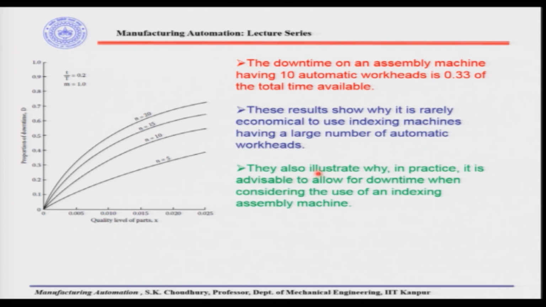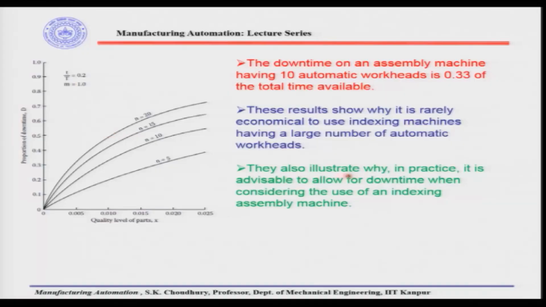So, these results show why it is rarely economical to use indexing machines having a large number of automatic workheads, because the larger the number of workheads, the more the downtime. For example, suppose you take 0.01 as x. This is the quality level of parts. So, at x of 0.01, this is the proportion of downtime for number of machines 5, whereas it is much more in case it is 10, even more when it is 15, and more still when it is 20. It is understood that the more the number of machines, the more will be the possibility of downtime.